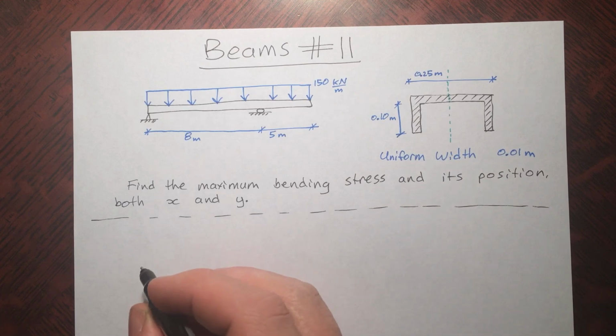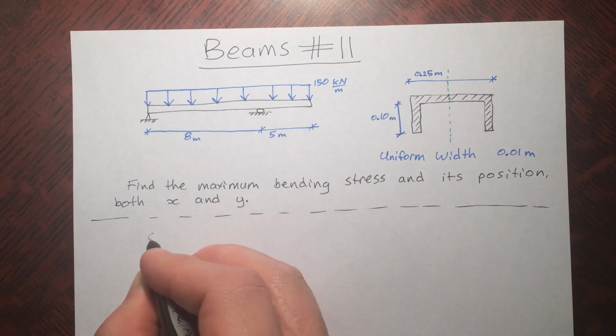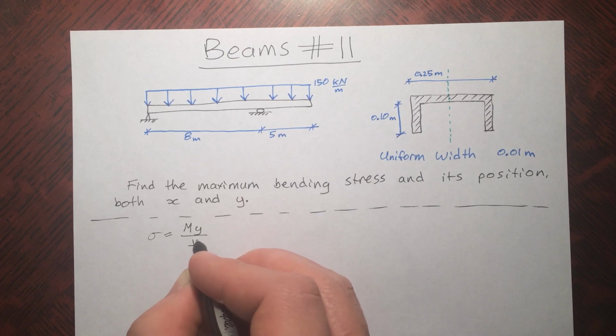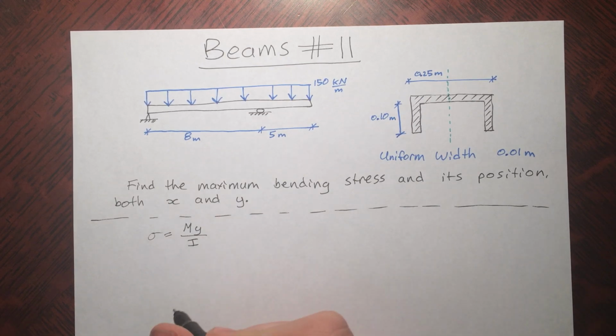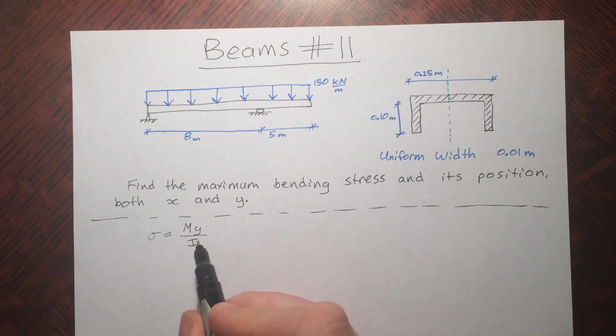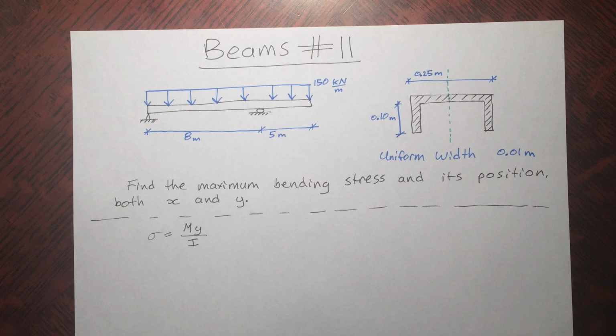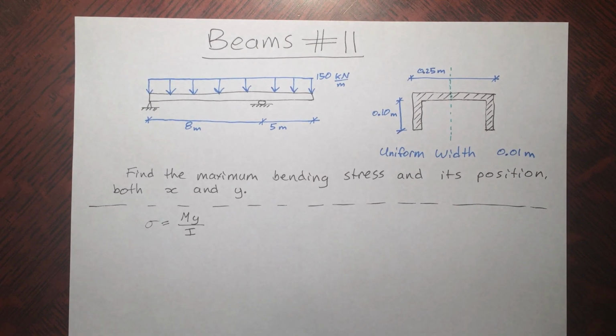So we know that the equation for bending stress is this. Alright, so we basically just need to go through and find all these variables, so I and M. Alright, so let's start with the bending moment.